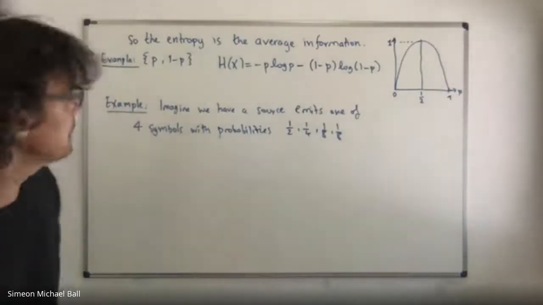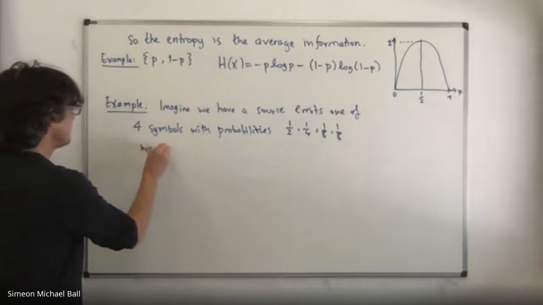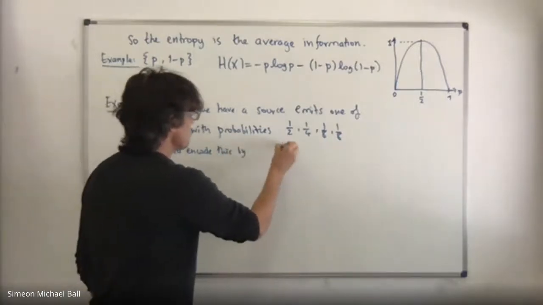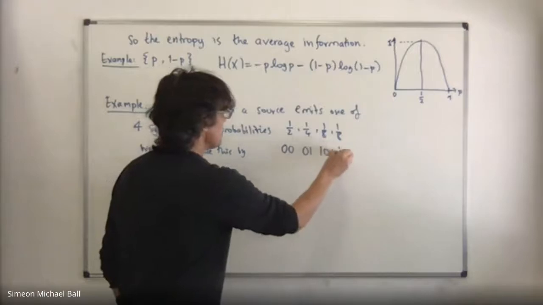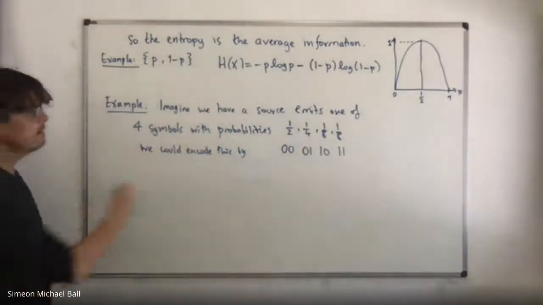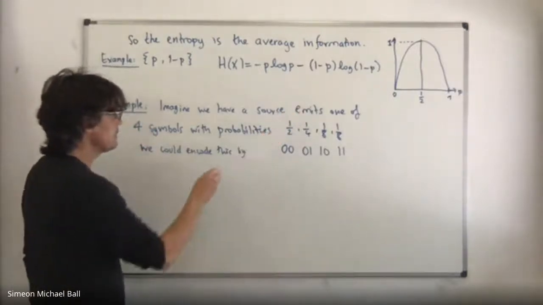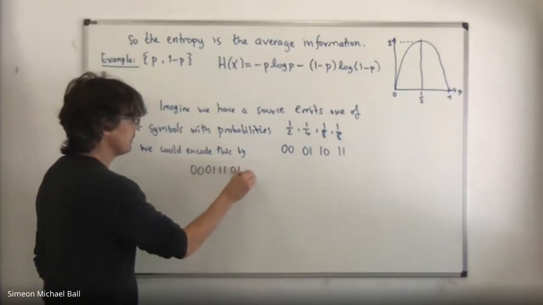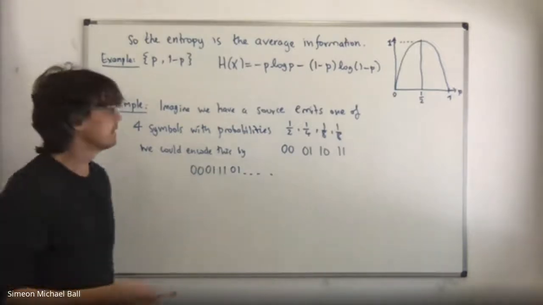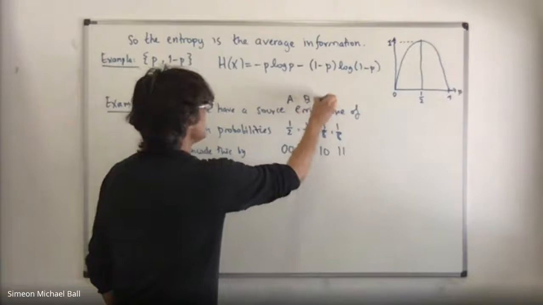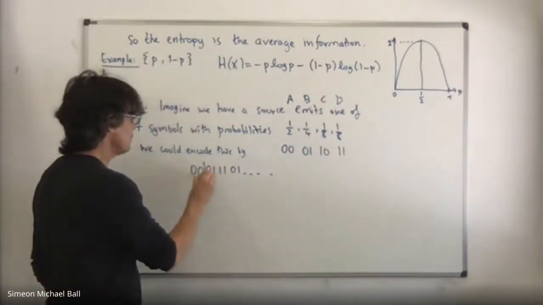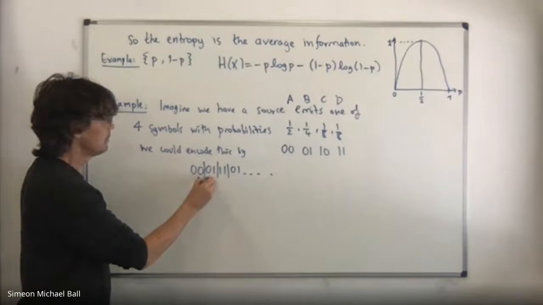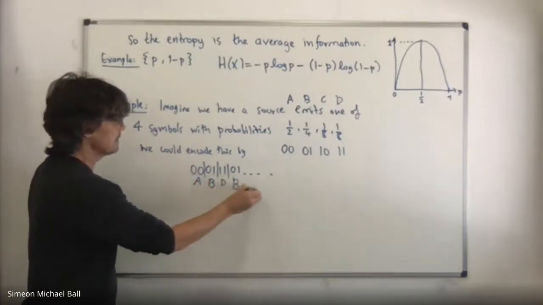And we could simply encode this so that this symbol goes to 00, this symbol goes to 01, this symbol goes to 10, this one goes to 11. And then we would get our 4 symbols, and we would encode something like 0 0 0 1 1 0 1, etc. And then when we come back, let's call these symbols A, B, C, D. We will go, oh yeah, everything's in blocks of 2, so the original text was A, B, D, B, etc.